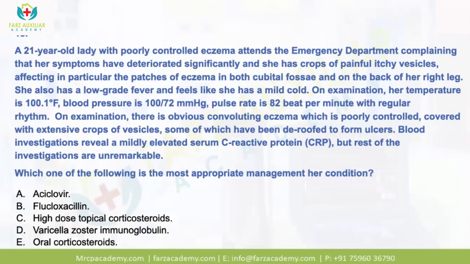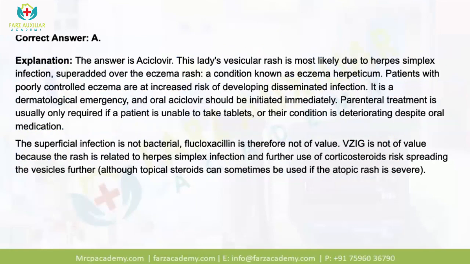She had obvious eczema, which is poorly controlled, covered with extensive crops of vesicles, which have been deroofed to form ulcers. Blood investigations revealed mildly elevated CRP. Rest of the investigations are normal. So, which one of the following is the most appropriate management for her condition? Acyclovir, flucloxacillin, high-dose topical steroids, varicella zoster immunoglobulin, or oral steroids? The answer will be A, acyclovir.